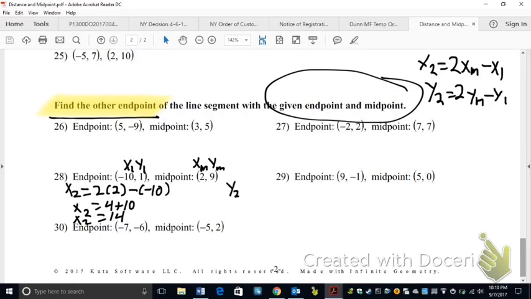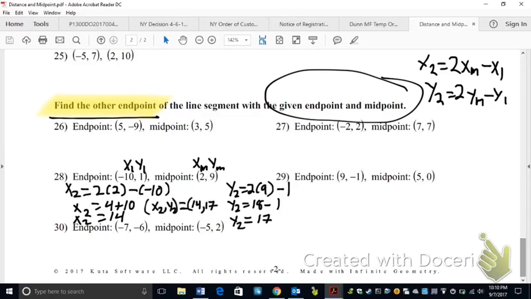We're going to do the same thing for y, because again, we're looking for an ordered pair here, so we need to do these calculations twice. So y2 equals 2 times y sub m, that's 9. Again, y sub m simply means the y value of our midpoint, minus y sub 1, that is the y value of our endpoint. So we get 18 minus 1, or 17. So that means we now have the ordered pair 14, 17.